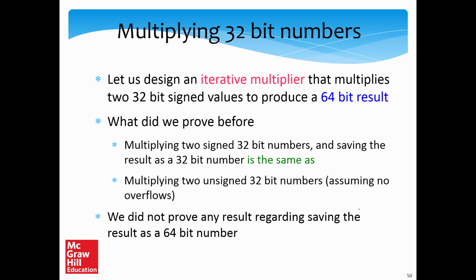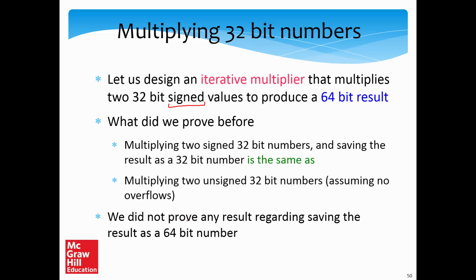So now let's look at multiplying two 32-bit numbers. Let us first design a simple multiplier called an iterative multiplier that will multiply two 32-bit signed values. This is the most general case. Multiplying unsigned numbers is always easy. But let's deliberately complicate our life and look at two 32-bit signed values. So we need two 32-bit signed values and we'll produce a 64-bit result.